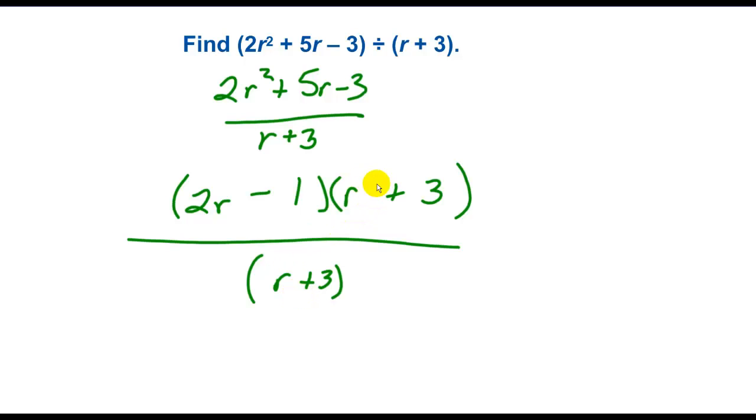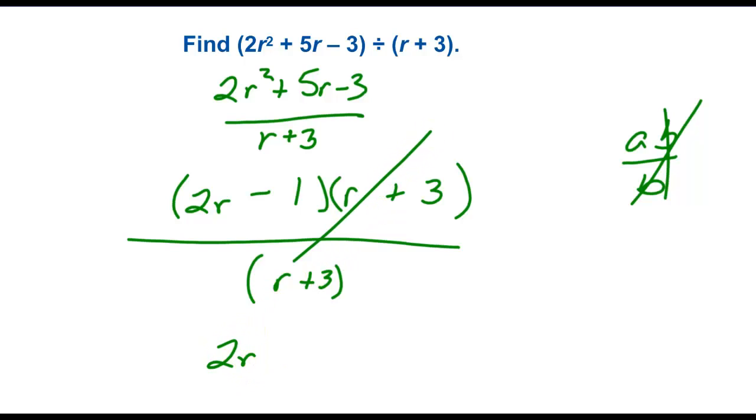Notice these are like factors. It's almost just like if I had a, b over b. The b's would reduce because those are like factors. Likewise, if these are exactly the same, I can reduce them. So I reduce those out and I have 2r minus 1. And that's only going to happen if you factor. I can't split this up into three separate fractions and reduce.